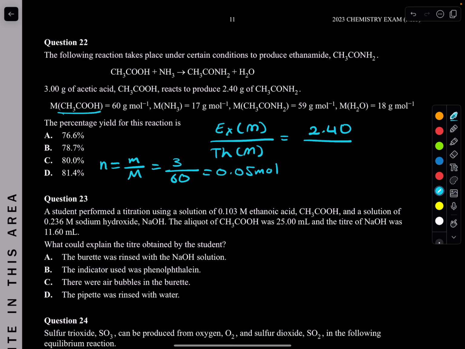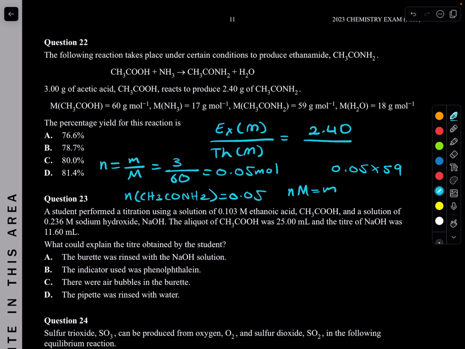Because all of them are in a 1-to-1 ratio from the equation, the moles of ethane amide, CH3CONH2, is the same, 0.05. Now we just need to get the mass. It's very easy: the mole times the molar mass gives you the mass. So 0.05 multiplied by the molar mass of ethane amide, which we know is 59, we get 2.95. Done.